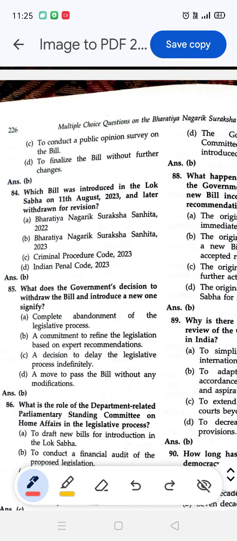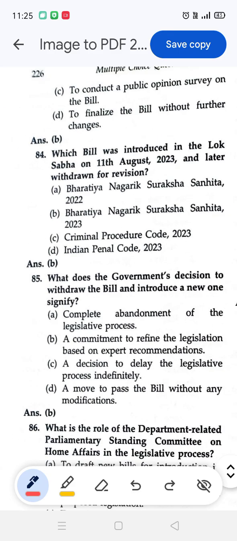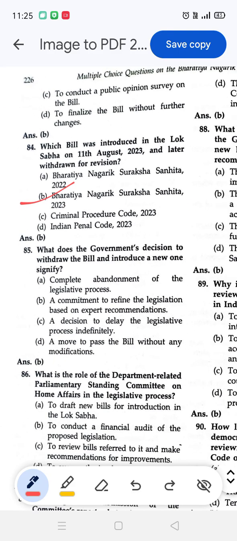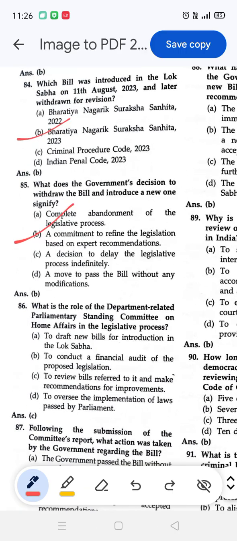Question number 84. Which bill was introduced in Lok Sabha on 11th August 2023 and later withdrawn for revision? So option B is correct. Bharatiya Nagrik Suraksha Sanhita 2023. 85. What does the government decision to withdraw the bill and introduce a new one signify? So option B is correct. A commitment to refine the legislation based on expert recommendations.